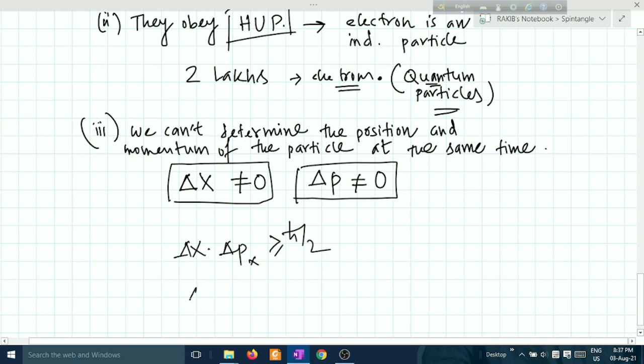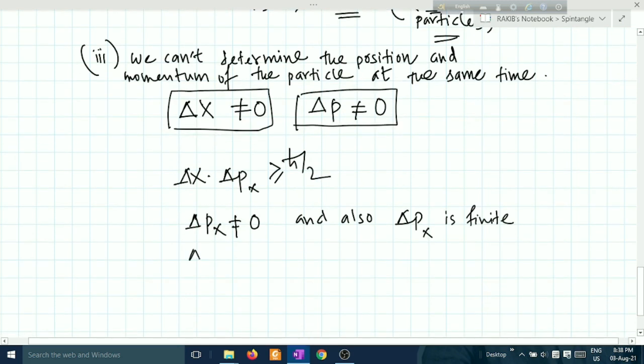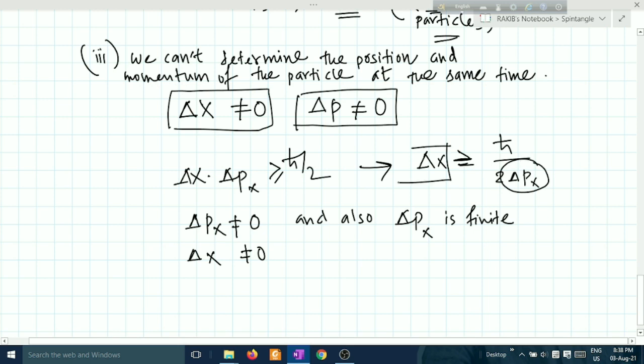What does this mean? If delta px is not equal to 0 and also delta px is finite, then what will happen here? Then delta x is also not equal to 0. You can check it from this: delta x is greater than or equal to h cut upon 2 delta px. If delta px is finite and non-zero, then you can easily say that delta x has to be finite and also non-zero.